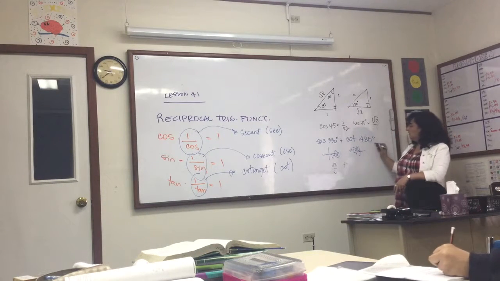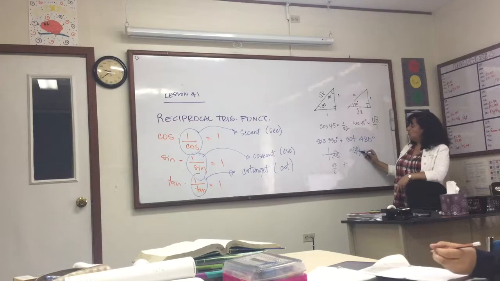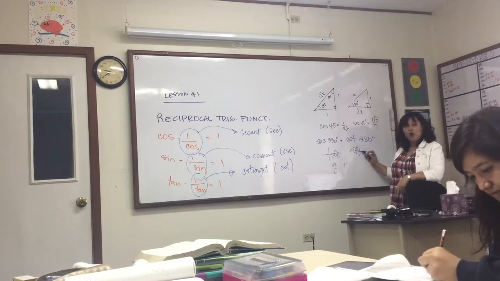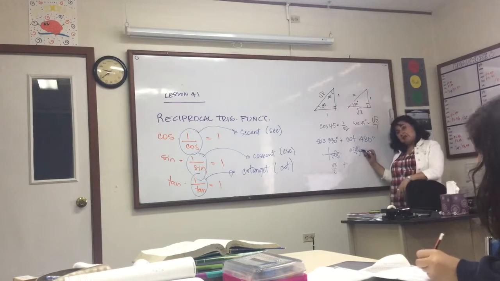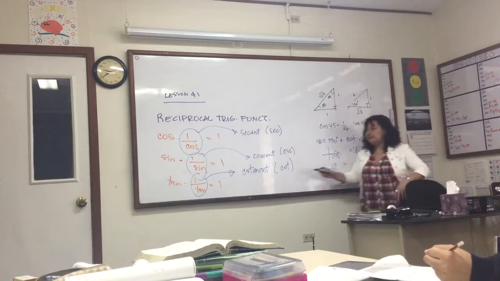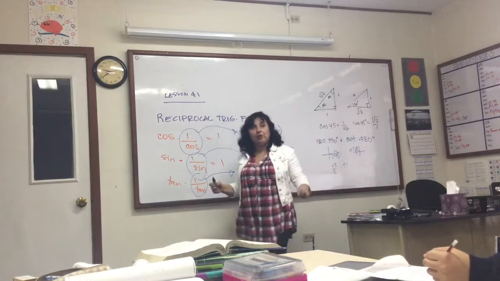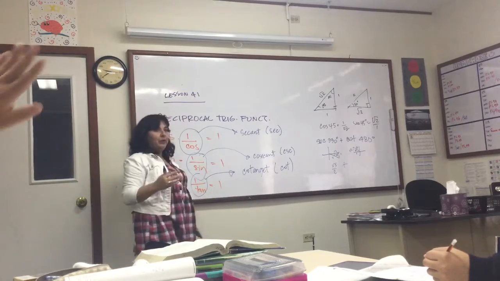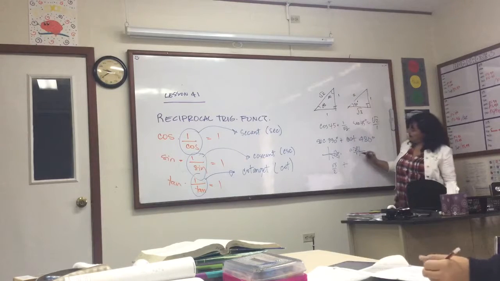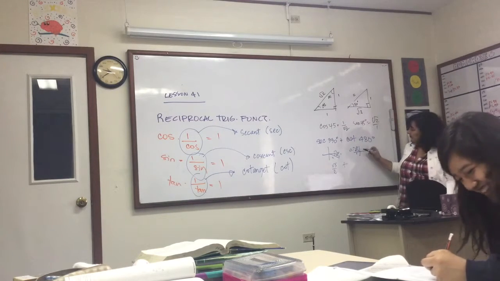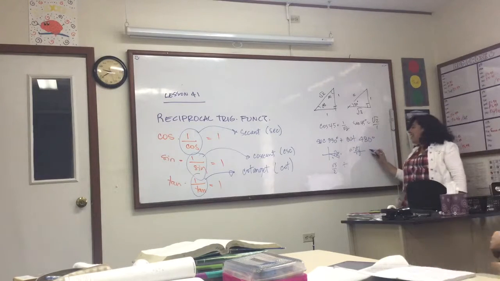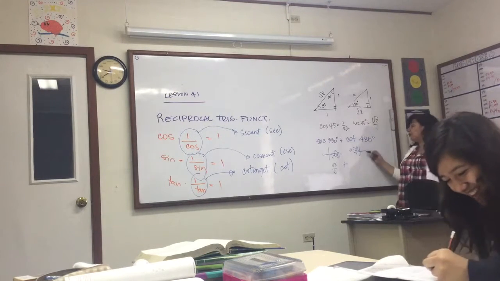And this one would be, tangent is opposite over adjacent. So cotangent is adjacent over opposite, right? Why? Because it is a reciprocal. Remember what reciprocal is? It's the flip one. So you flip it, and you've got, what is it? It's opposite over adjacent, adjacent over opposite.